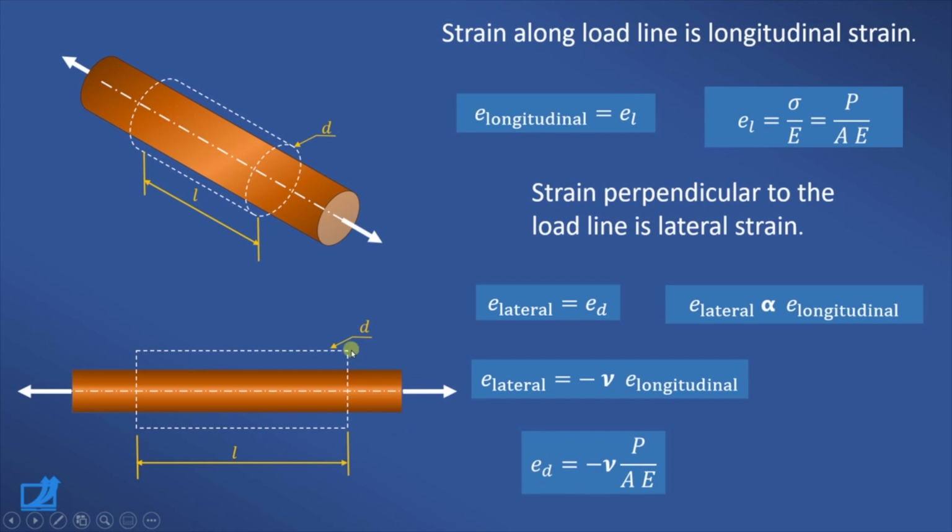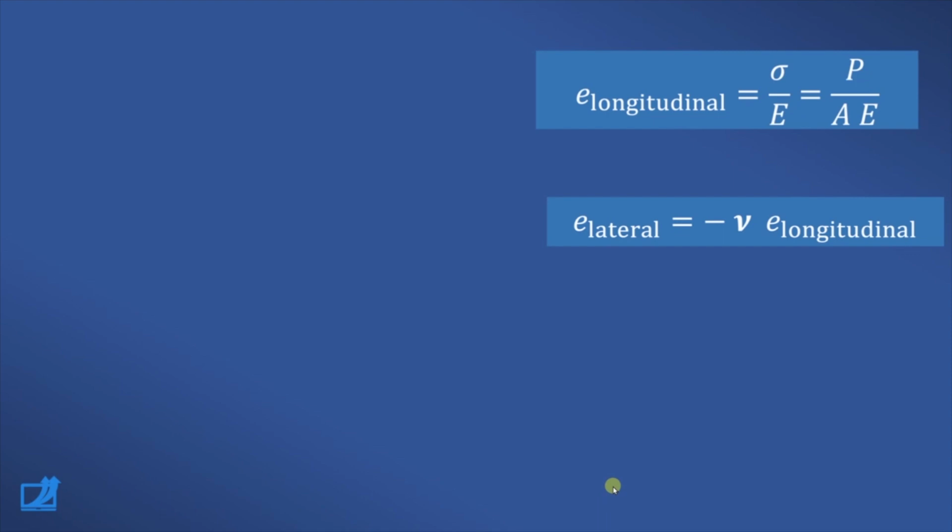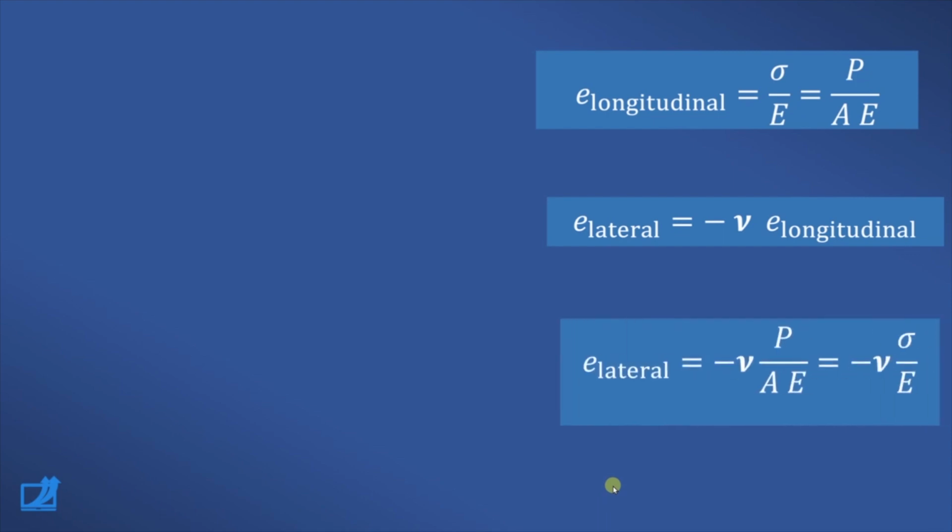So lateral strain in this diagram is strain in diameter. Strain in diameter is nu times P upon AE. So strain in length is P upon AE and strain in diameter is nu times P upon AE. Remember, this is very important. Longitudinal strain is stress upon Young's modulus, that is P upon AE. Lateral strain is nu times longitudinal strain, and therefore nu times P upon AE.